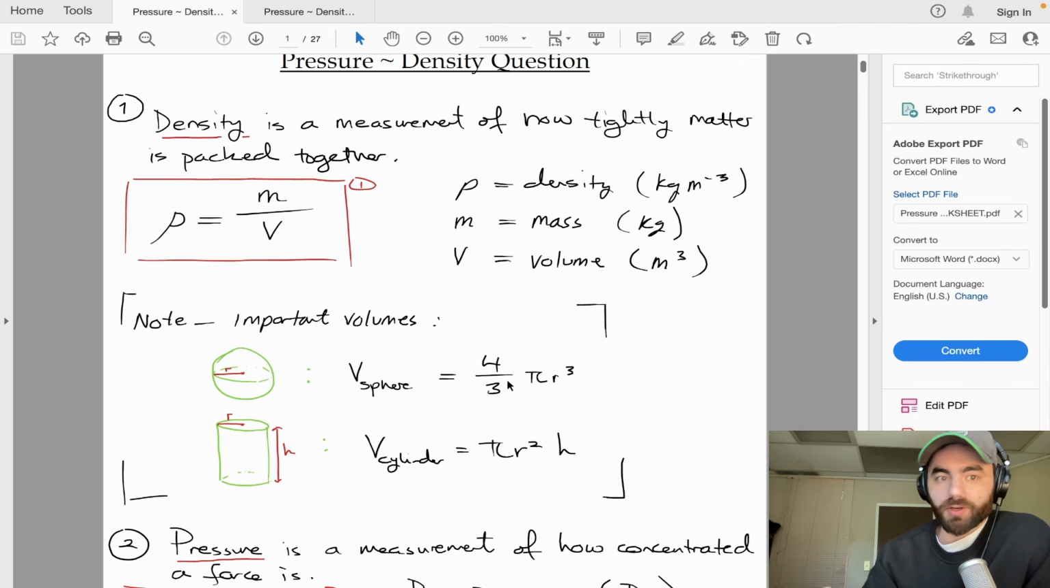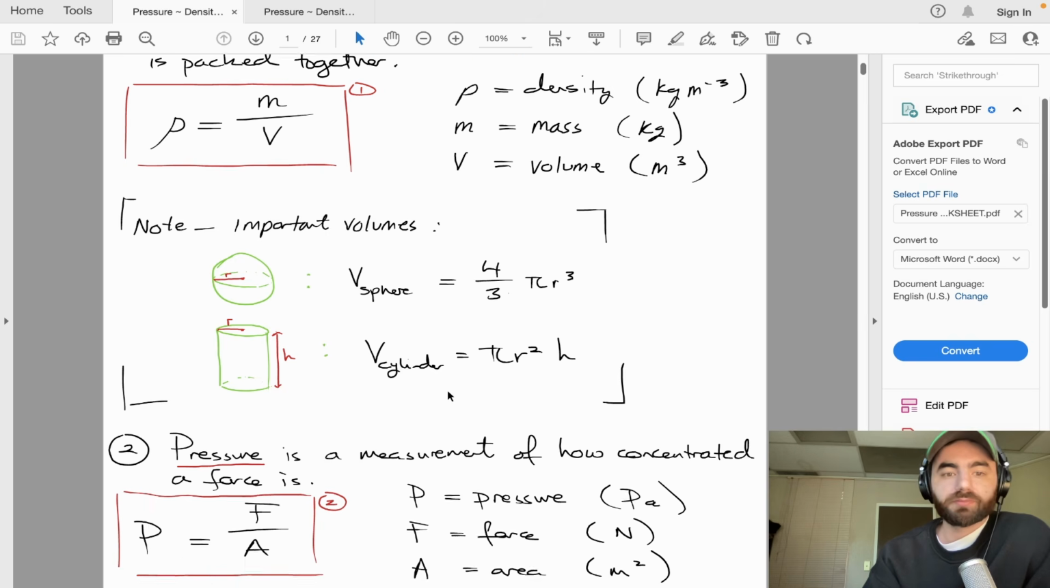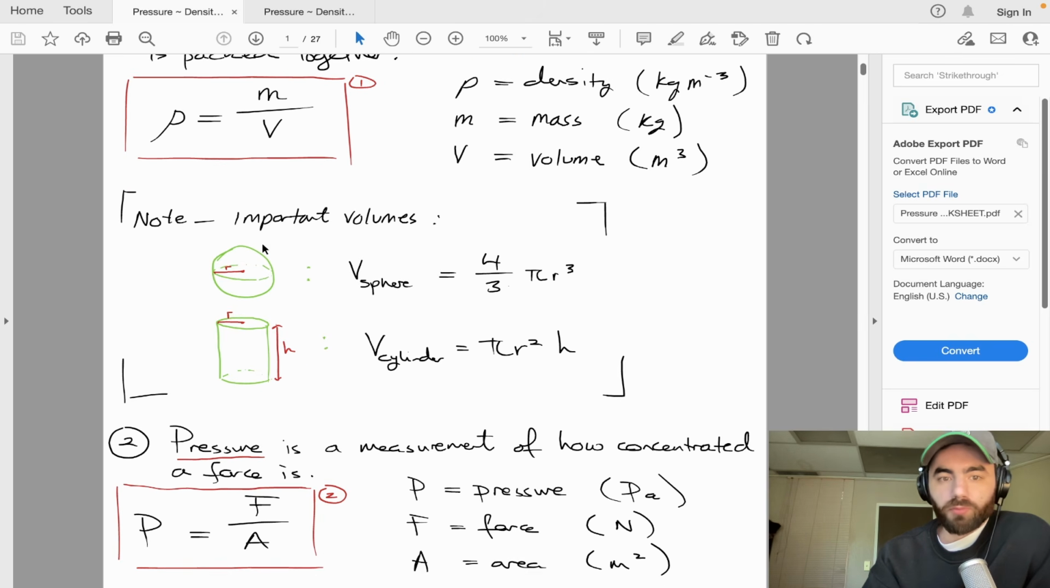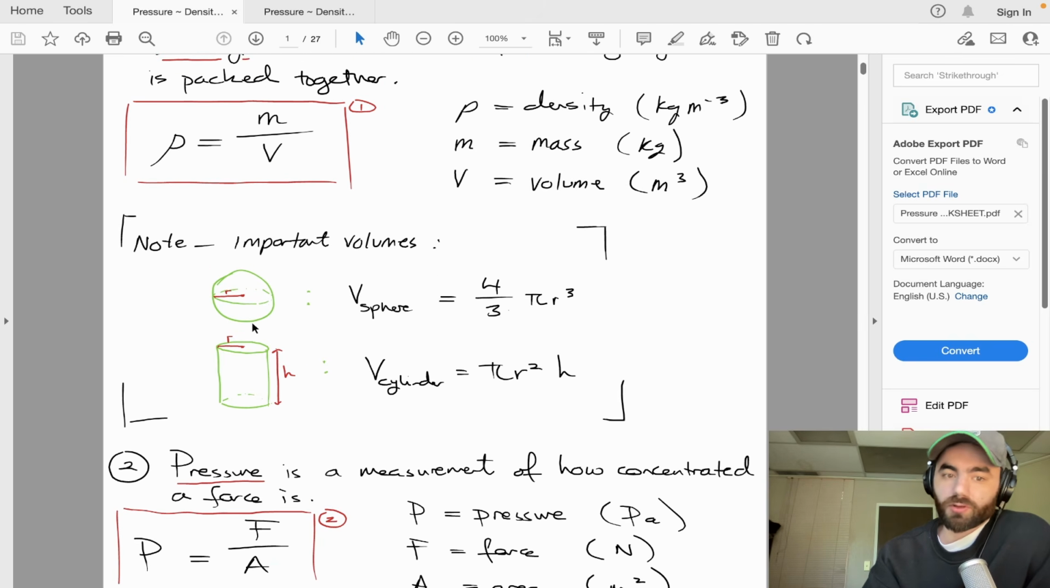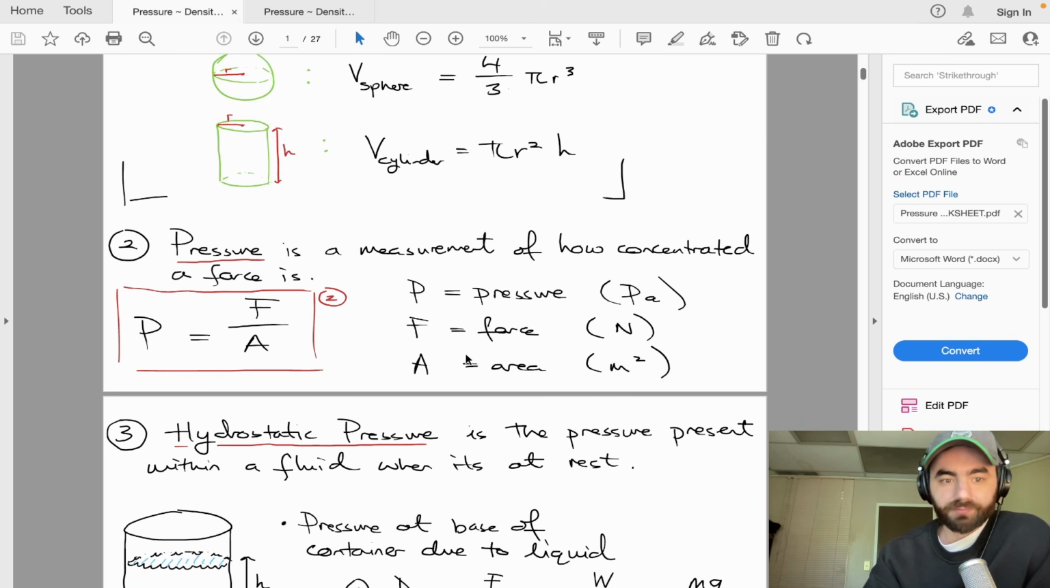And it's just a property. It's just something we're saying, okay, that's how dense it is. Mass divided by volume. Some important volumes, because we'll get different shapes, but the common shapes are a sphere and a cylinder, and those are the volumes of those. Pressure is just the measurement of how concentrated a force is.